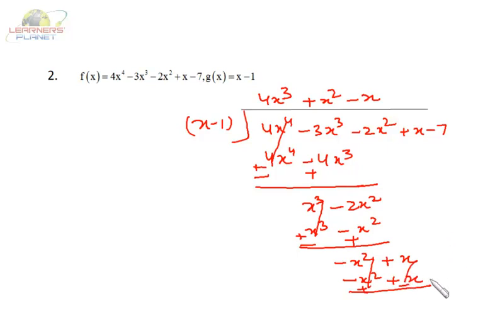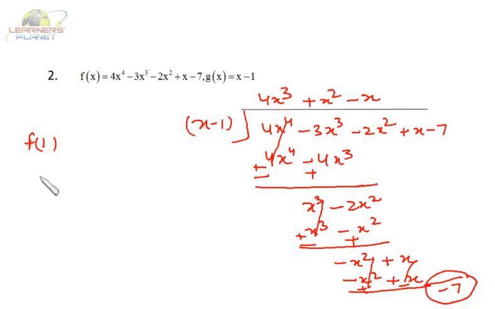And we are left with minus 7. Okay, so if we divide 4x4 minus 3x cube minus 2x square plus x minus 7 by x minus 1, we get minus 7 as remainder. Okay, now this is the first step. Now we find the remainder through remainder theorem. Okay, so what we'll be doing, we'll be putting x is equal to 1. That means we'll be calculating f(1).